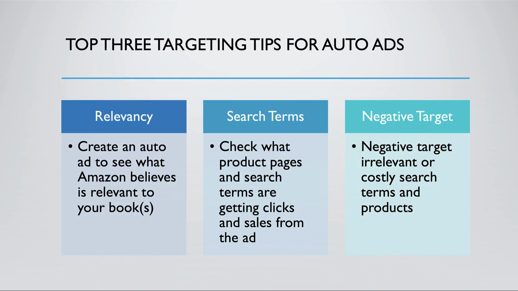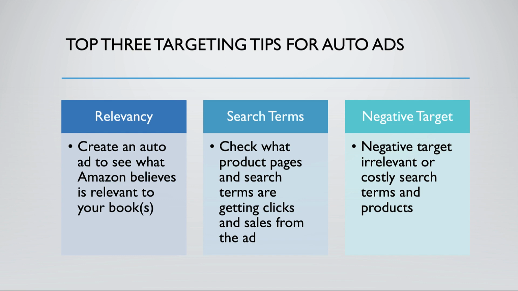So here are just 3 targeting tips for auto ads. The first thing is relevancy. Relevancy is king. That's what my Vegas presentation basically was about, was relevancy. And relevancy is based on Amazon's perceived relevancy of your book, not necessarily what is actually relevant. And we actually train Amazon into what our book is relevant to. And sometimes what we do unintentionally trains them wrong. So one way to see if there is problematic targeting on Amazon's end is to run an auto ad.